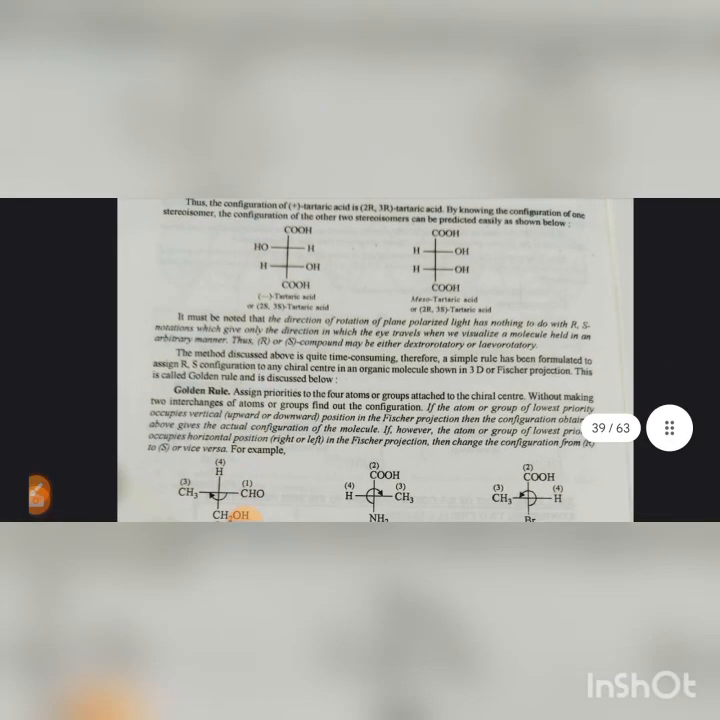Let us assign R or S configuration to carbon 2 and 3 in plus tartaric acid. The configuration of plus tartaric acid is 2R3R tartaric acid. By knowing the configuration of one stereoisomer, the configurations of the other stereoisomers can be predicted easily, as shown below. It must be noted that the direction of rotation of plane polarized light has nothing to do with RS notations, which only indicate the direction in which the eye travels when we visualize a molecule held in an arbitrary manner. Thus, RS compounds may be either dextrorotatory or levorotatory.